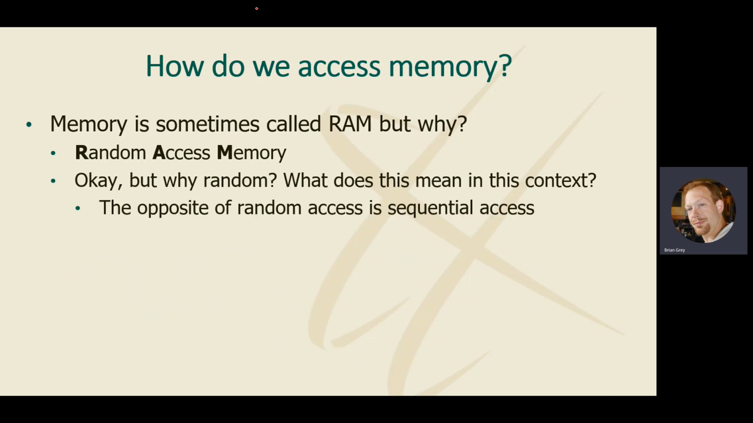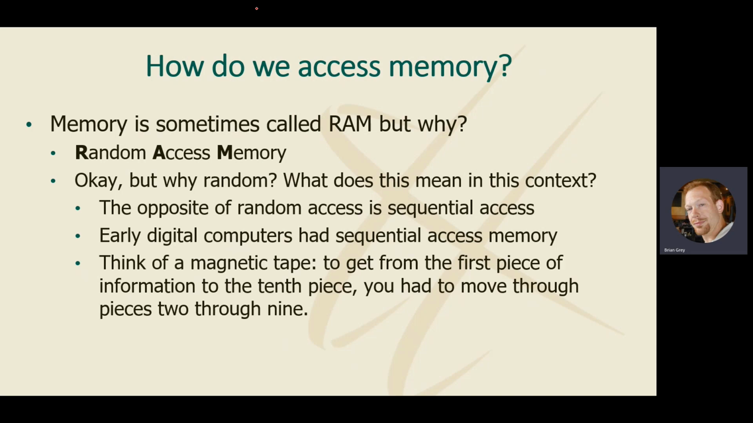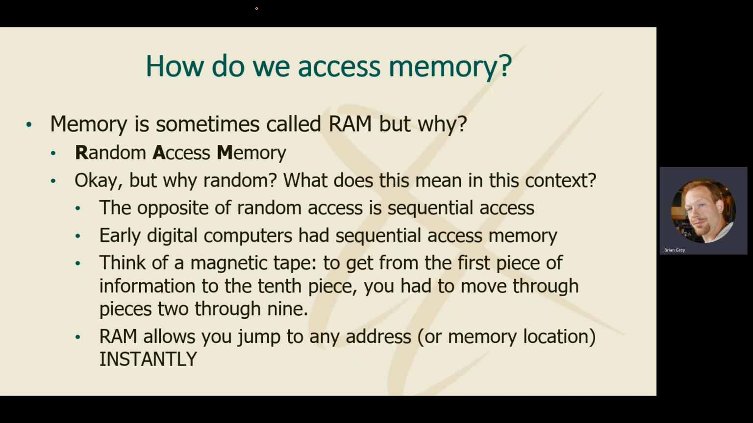Okay? Random in this sense is the opposite of sequential access, which is the kind of memory that early computers had. So if you want to think about the kind of memory that very, very early computers had, imagine magnetic tape. Imagine we're at the very, very beginning of the tape and we want to get to the 10th piece of data in the tape. Well, if we want to do that, we have to physically move from index 0 to index 10. We have to move past 1 through 9. And that's very slow. As opposed to random access, you jump to any address instantly.